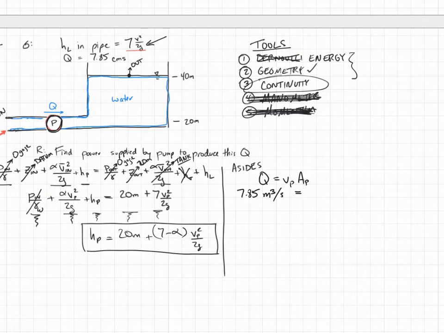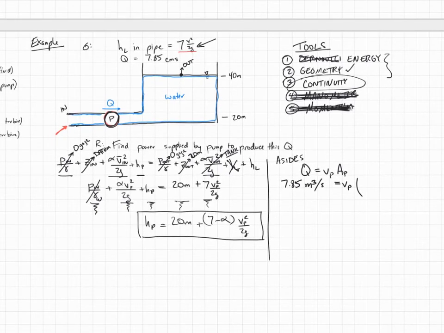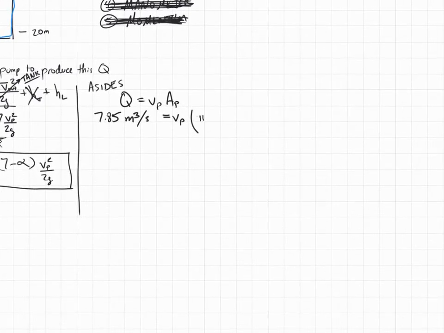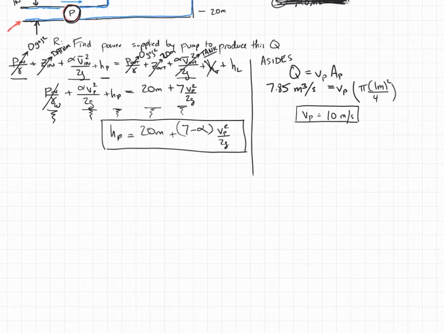Equals the velocity of the pipe, which we're looking for, times the area of the pipe. The area of the pipe, oh man, that's supposed to be given. D equals, or phi equals 1 meter. That's supposed to be given. So this will be pi times 1 meter squared over 4, so that's pi over 4. So VP in this case equals, oh, look how pretty that is, 10 meters per second. Seems a little contrived. Probably never going to get those numbers in the real world. So we can go back over here and we can solve this sucker.